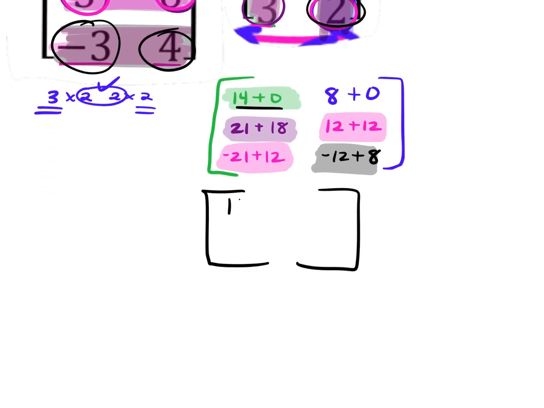So 14, 8, 39, 24, -9, and -4. Okay. So that's the setup when you are multiplying two that are different like that.